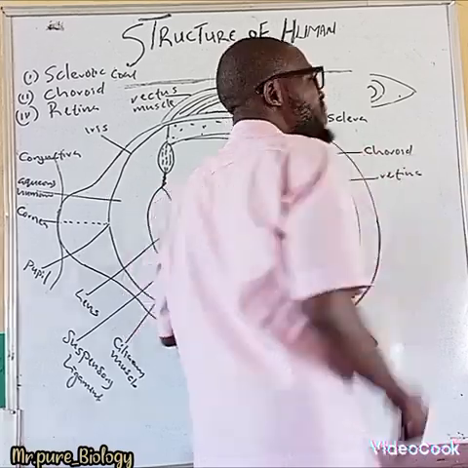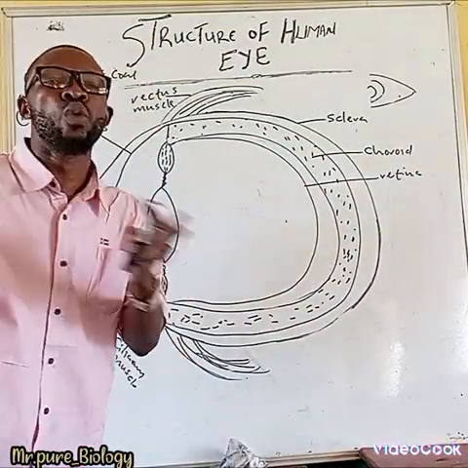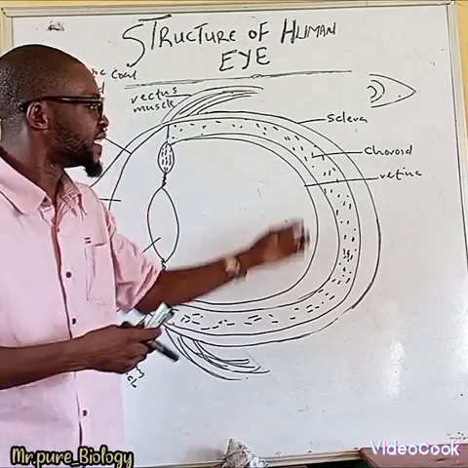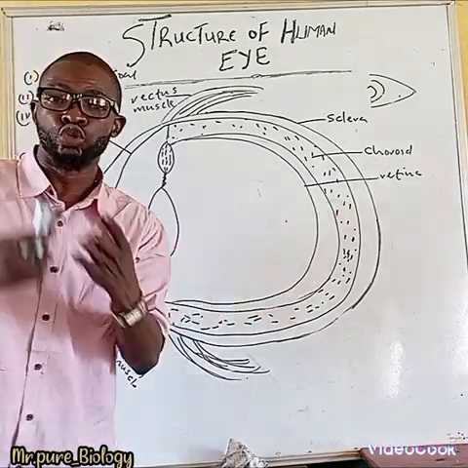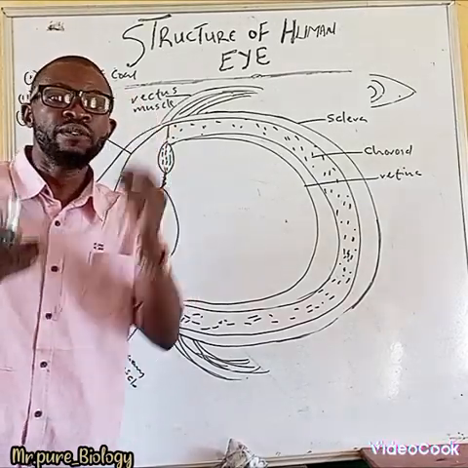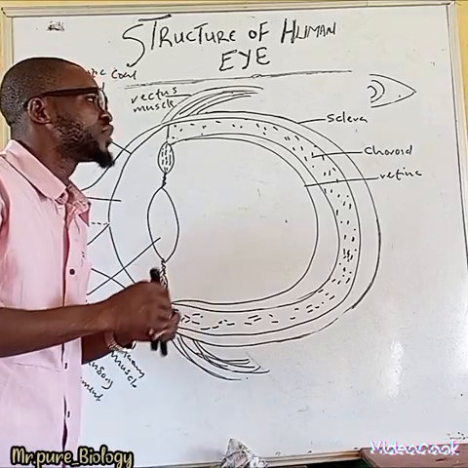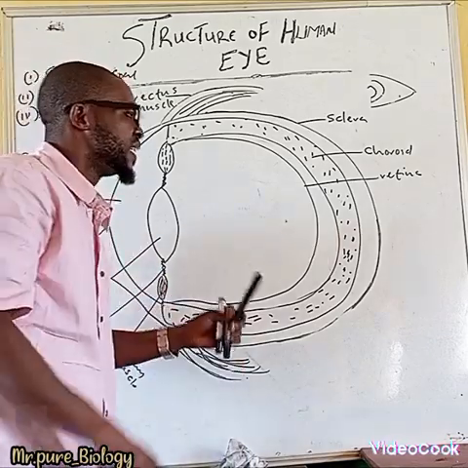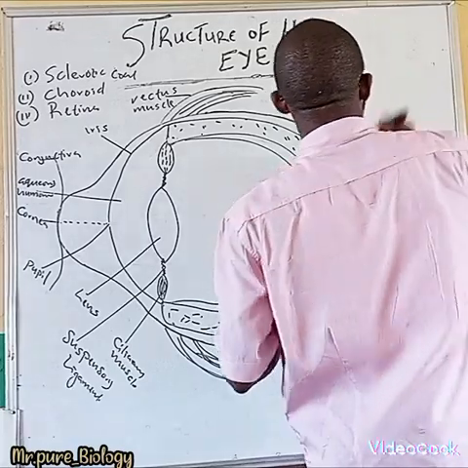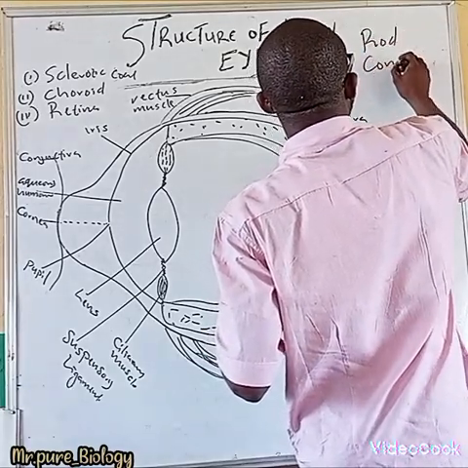Now, when we say the image forms on the retina, what really happens is that the retina has what we call photoreceptors. These photoreceptors are what make the retina a structure on which the image is being formed. What are these photoreceptors? There are two types contained in the retina: we have rod and we have cone.